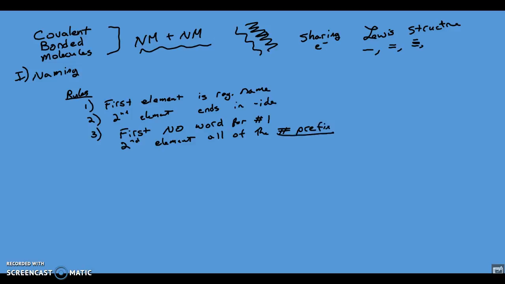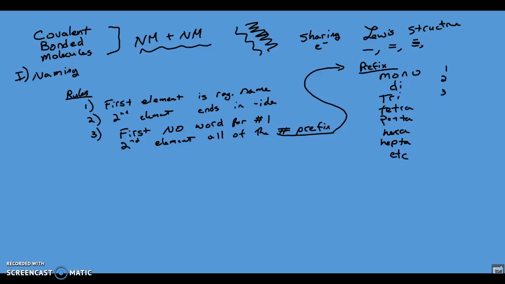So what do I mean by this? The prefix for a number, specifically the Greek prefix: mono, di, tri, tetra, penta, hexa, hepta, etc. 1, 2, 3, 4, 5, 6, and 7.